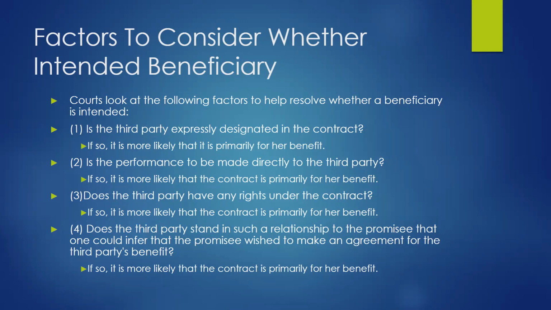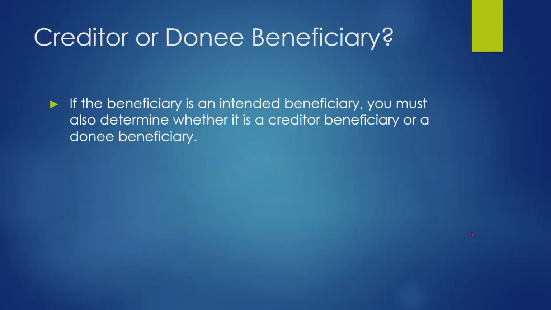And 4. Does the third party stand in such a relationship to the promisee that one could infer that the promisee wished to make an arrangement for the third party's benefit? If so, it is more likely that the contract is primarily for her benefit. Creditor or donee beneficiary. If the beneficiary is an intended beneficiary, you must also determine whether it is a creditor beneficiary or a donee beneficiary.